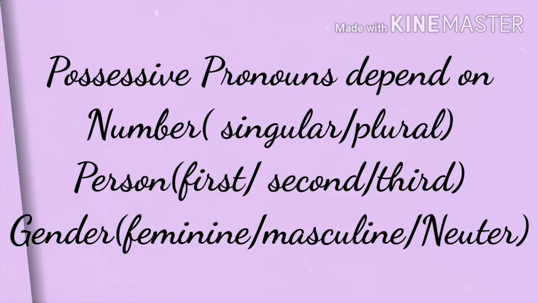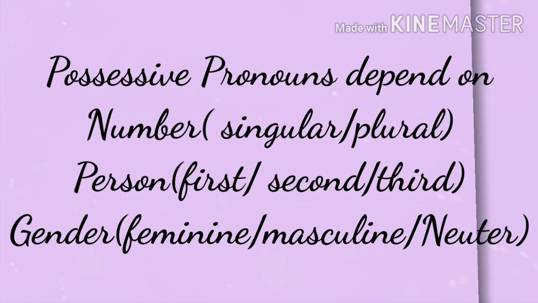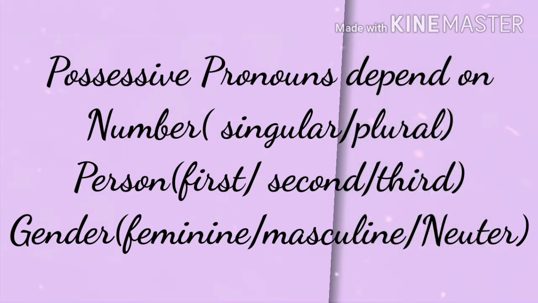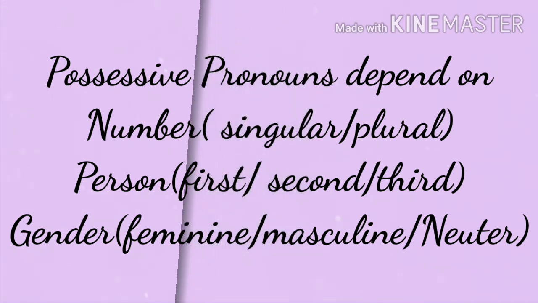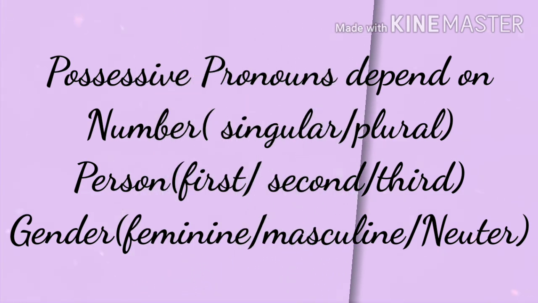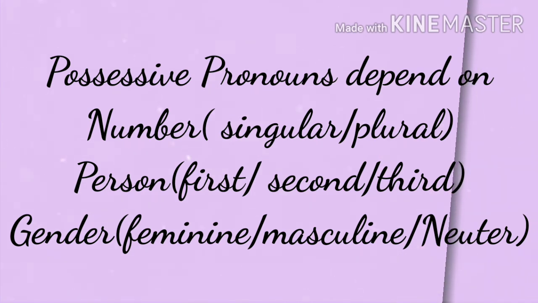Possessive pronouns depend on number, whether the noun is singular or plural, and person, whether the noun is being referred to first person, second person or third person, and on gender, whether the noun is being referred to masculine gender, feminine gender or neuter gender.